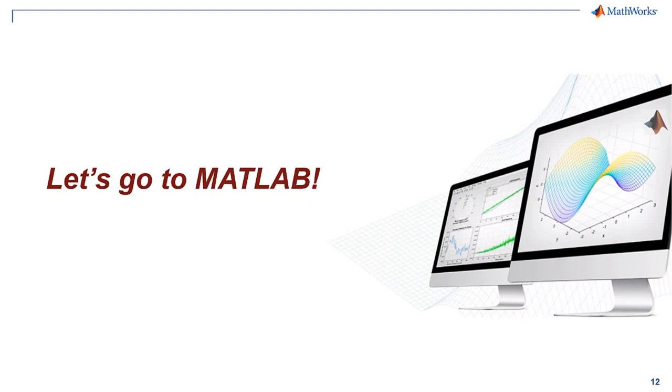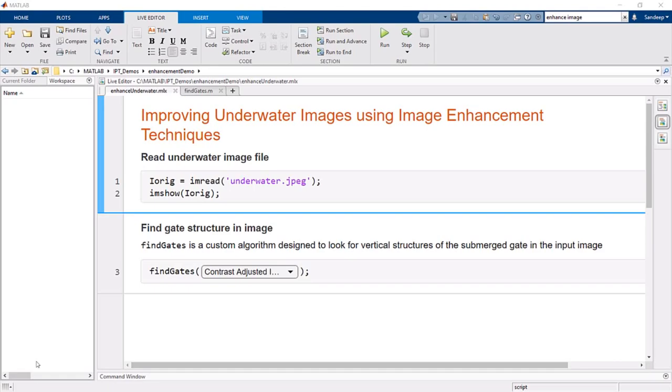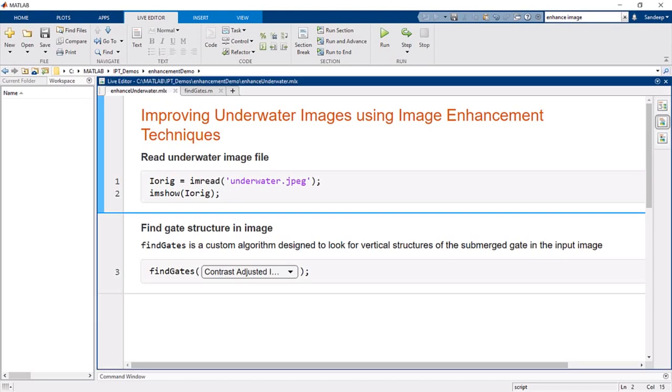Let's now bring up MATLAB and see how to go about solving this problem. So this is my MATLAB environment. I'm going to start off with my MATLAB live script here, where the first thing that I'm going to do is to read in the image of the underwater scene with the submerged gate that we saw earlier. So to do this, I'm going to use the imread function from the image processing toolbox, which takes the name of the image file as input and returns the image data in a variable.